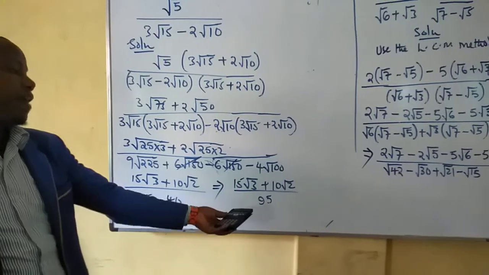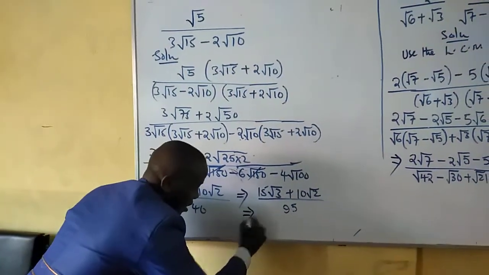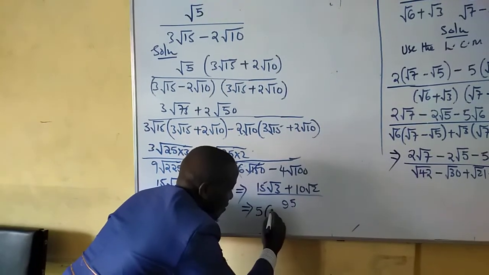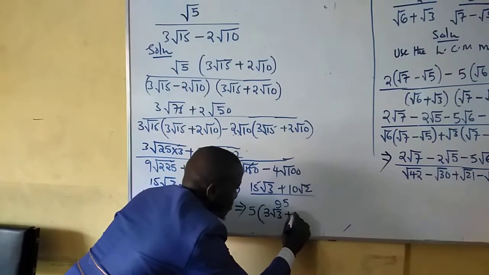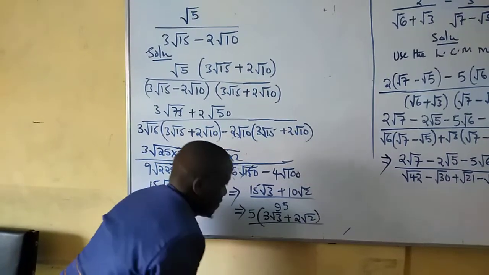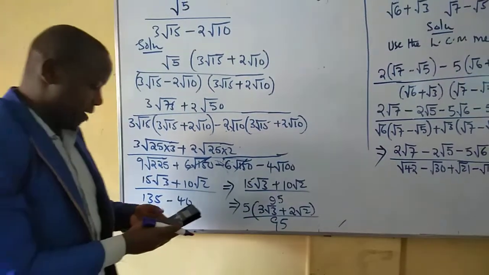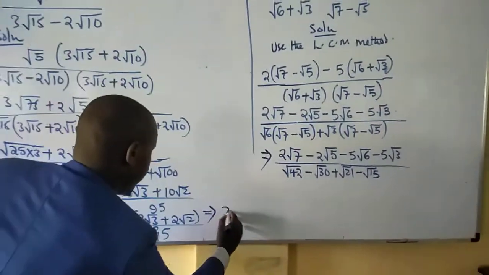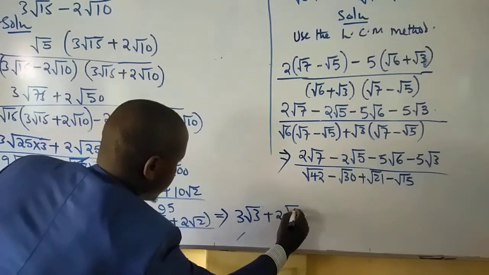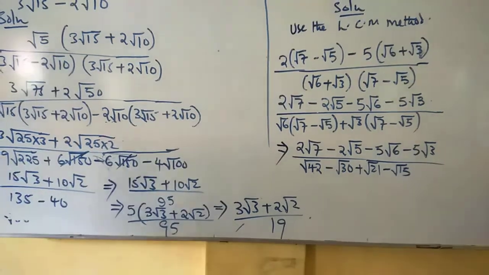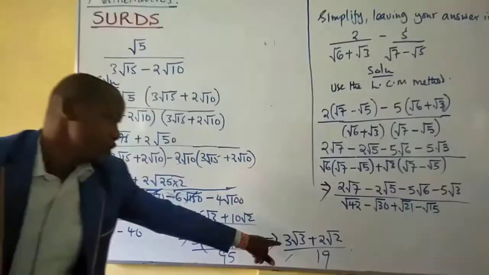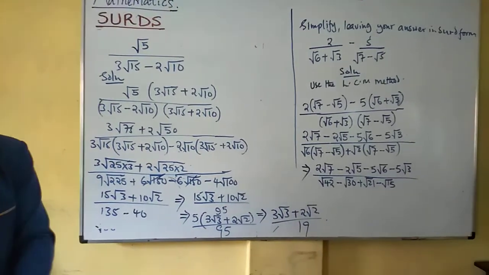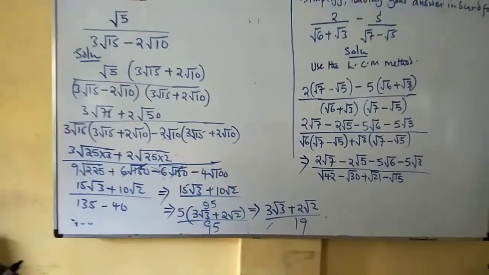We can factorize further by taking out 5. I think 5 is common in all cases. Taking out 5 from the numerator, we shall have 5, then 3 root 3 plus 2 root 2 all over 95. So 95 divided by 5 gives us 19. Therefore, this becomes 3 root 3 plus 2 root 2 all over 19. Therefore, it is good to finalize and give the answer in the most simplified form, like that. Therefore, that's how we rationalize the denominator and simplify a SURD.